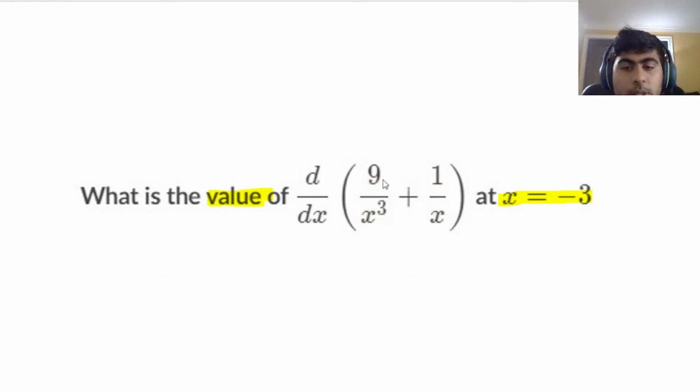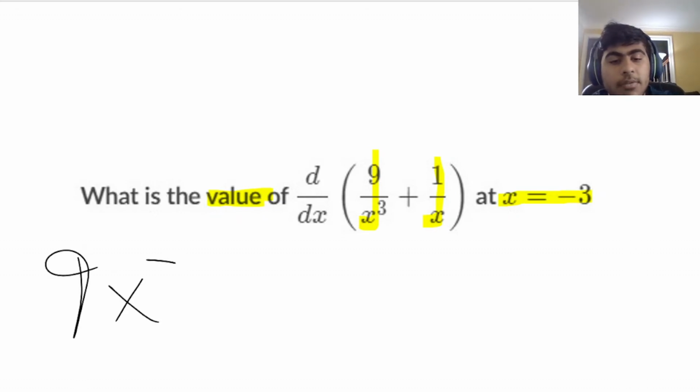We have 9 over x cubed, and we have 1 over x. Now, if you watched the last two videos, then you'll know that the way we go about doing this is by transforming these into a constant multiple times x to the something. Since we're dividing by something, it can be written as times the negative of that. So 9 times x to the negative 3 instead of 9 over x cubed, and then plus 1 times x to the negative 1.